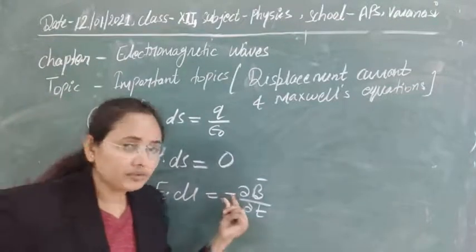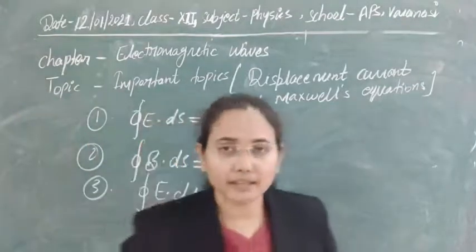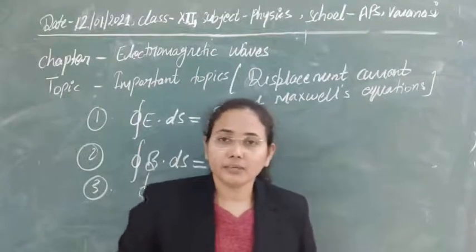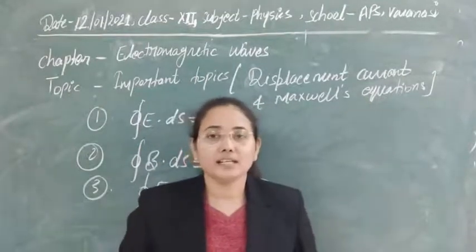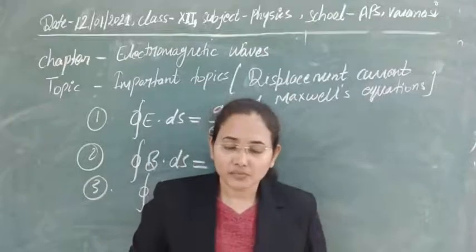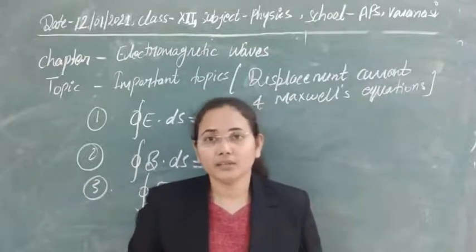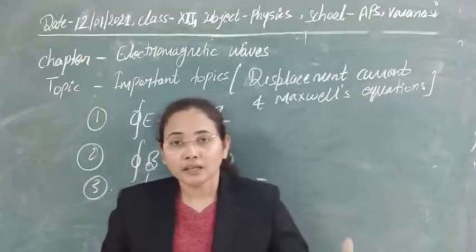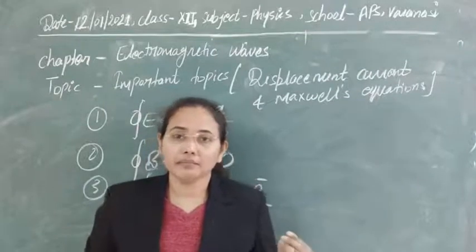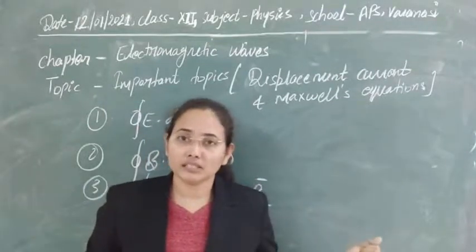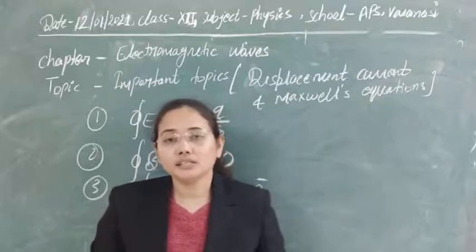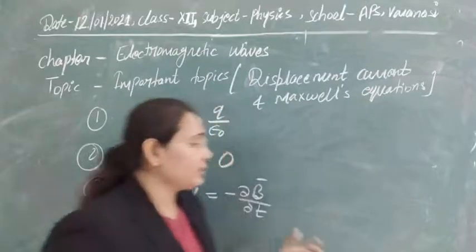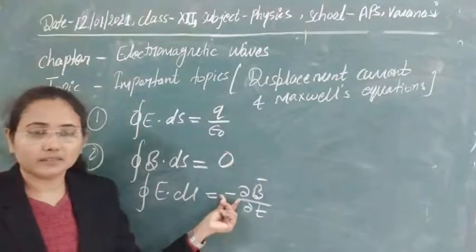And here the minus sign, as you already know, indicates that the electric field produced opposes any change in magnetic flux. Whenever there is a change in flux, there will be production of EMF, but the nature of that EMF is that it will oppose the source through which it is generated. So that's why the minus sign denotes that.